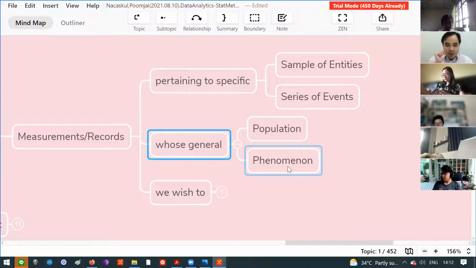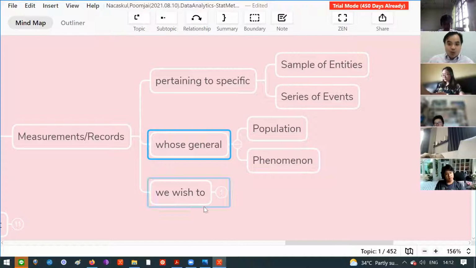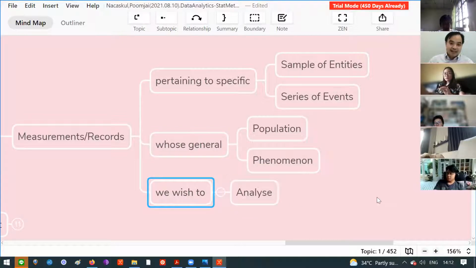But we have some job because we don't have information on everybody. We have information on just a subset, on just a sample. We want to analyze. Why do we want to analyze? Because by analyzing the sample, you get insight about the population. That's the entire name of the game.